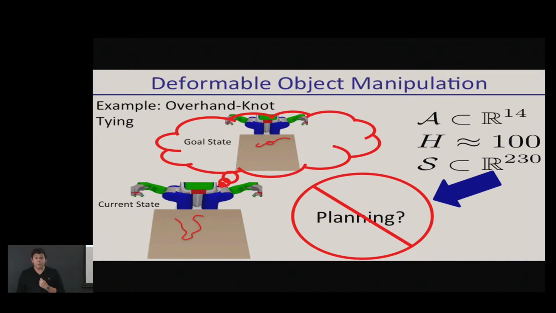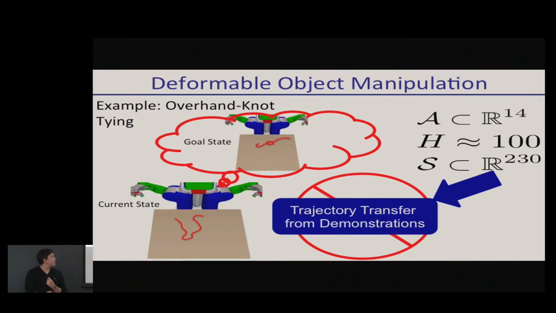So we're going to take a different approach, which is to use expert demonstrations in order to figure out what trajectories to do. In particular, we're going to be talking about doing trajectory transfer from demonstrations. Trajectory transfer is the idea that I show a robot an example trajectory of performing a manipulation, and we ask it to modify that trajectory appropriately to fit a new scenario.